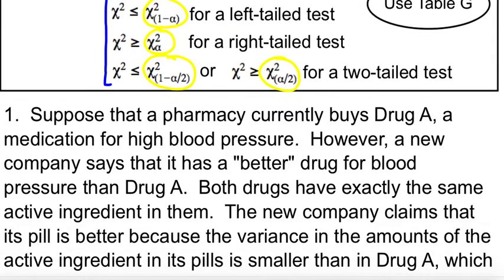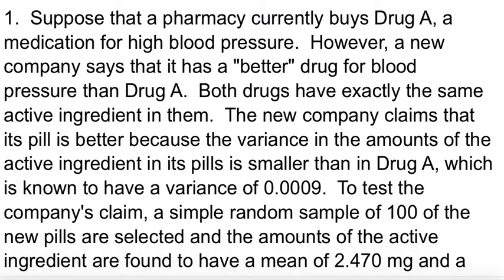Sorry. Okay, so we have a pharmacy and they buy drug A. It's for high blood pressure. A new company has a better drug for blood pressure. They have the same active ingredient, but the new company claims that their new pill is better because the variance in the amount of active ingredient is smaller. So they're saying that they have more consistency.